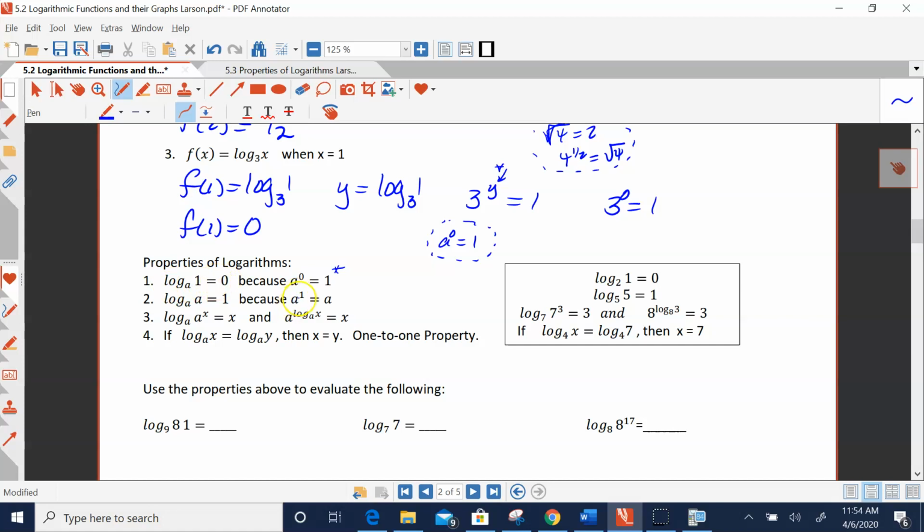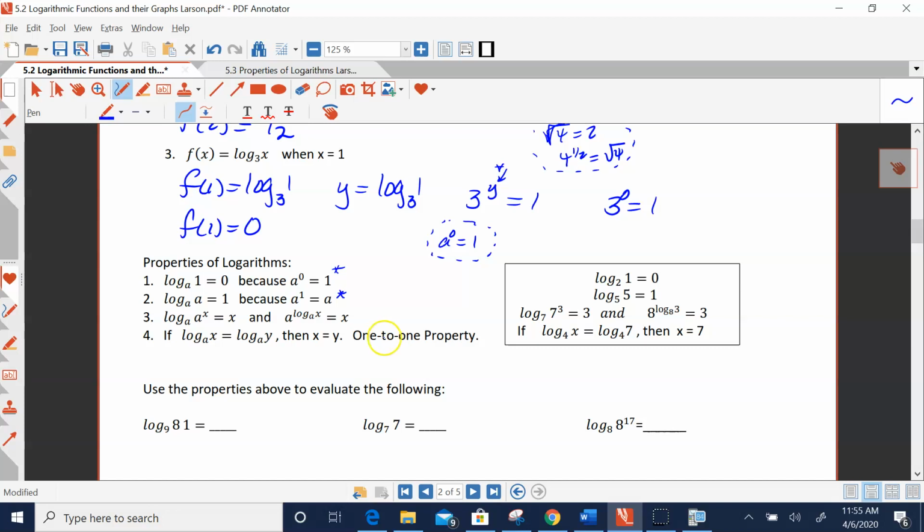We also know that a to the first power is just equal to a itself. If I took this exponential statement and wrote it as a log, it says log base a of a is equal to 1. Here's another one. If I've got log base a of that same base a raised to the x power, log base a of a to the x is just equal to x.